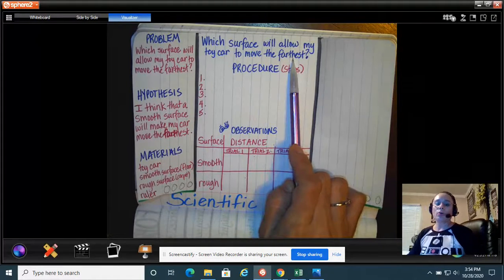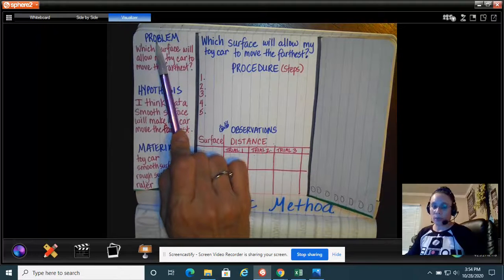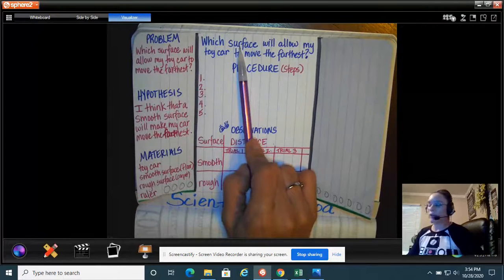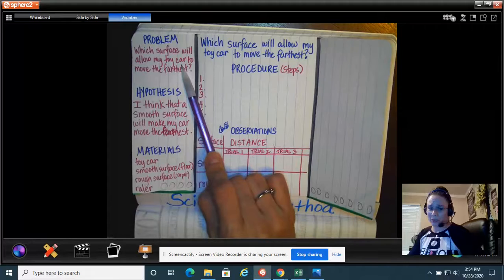Okay. So then I moved over to problem because that's the first step. What's the problem that we're going to have? Well, that is the problem. You want to find out which surface will allow your toy car to move the farthest. So I just copied it all over again.